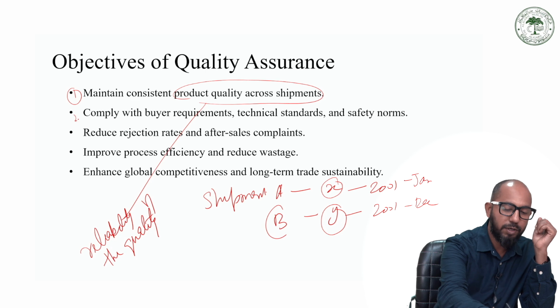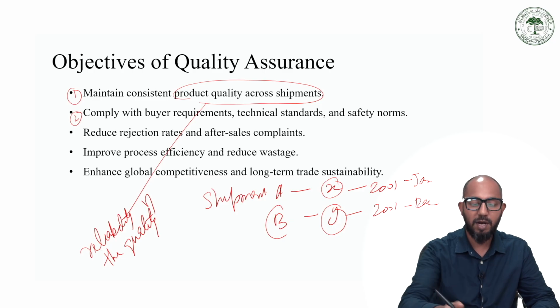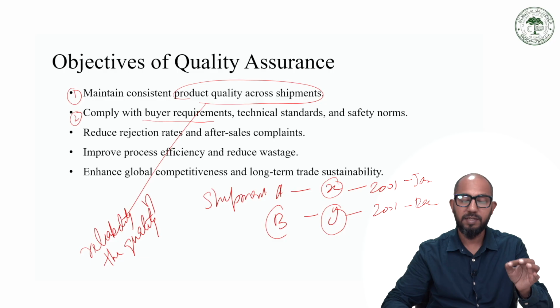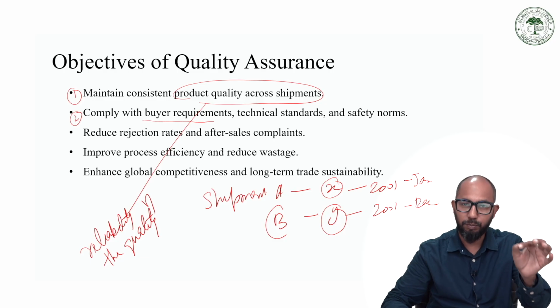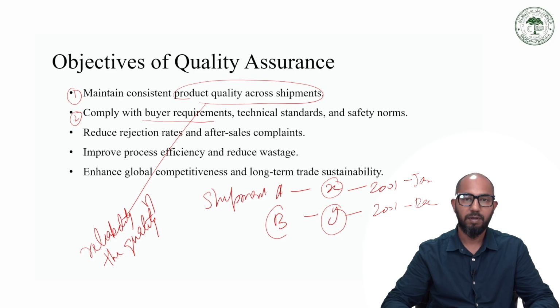The second important objective of quality assurance is to comply with buyer requirements, technical standards and safety norms. What is the requirement of the buyer? This is the first thing, because at times if the requirements are not matching with the export contracts, then the contract can become void and the exporter may face huge losses.